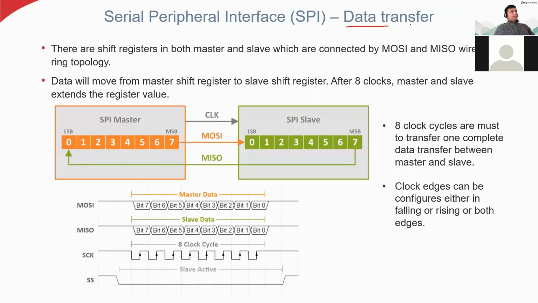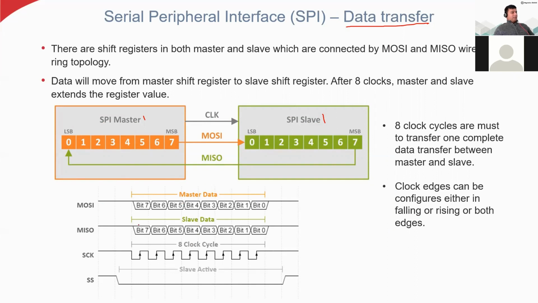Here you can see how the data transfer is occurring between the master and slave. Here we have one master, and here we have only one slave. Here we have 8-bit data registers. So we have 0 to 7 registers. This is the LSB and this is the MSB, least significant bit, most significant bit. And here also we have this clock for synchronization. MOSI transfers data from master to slave. MISO transfers data from slave to master. So this is the data frame.